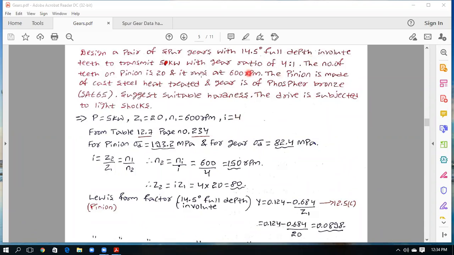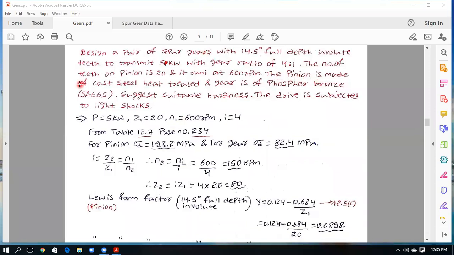The number of teeth on the pinion is 20. The number of teeth on the pinion is denoted by Z1, so Z1 is equal to 20, and it runs at 600 RPM, which means the RPM of the pinion is 600 RPM, denoted by N1. Whereas for the gear, we will denote the teeth as Z2, and the RPM of the gear as N2.